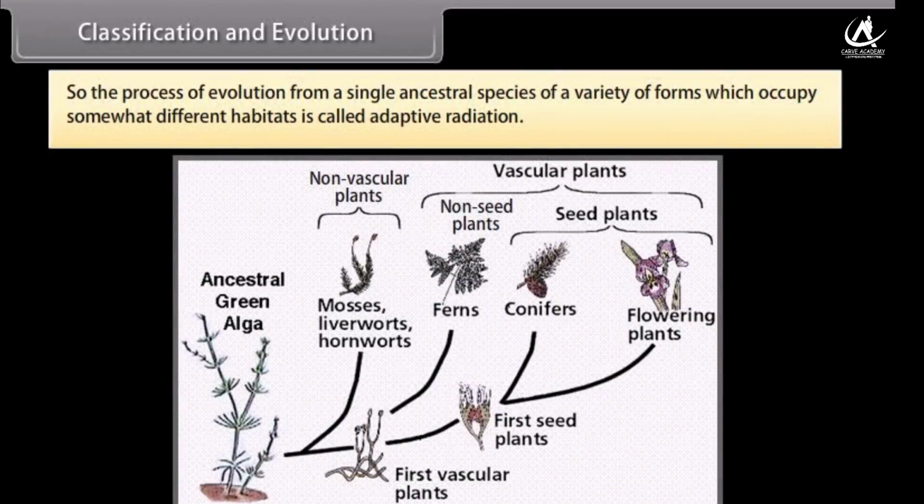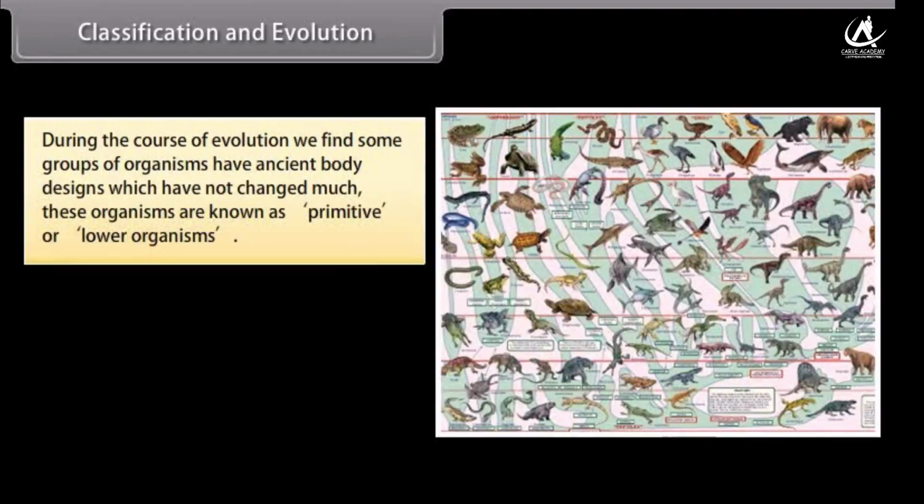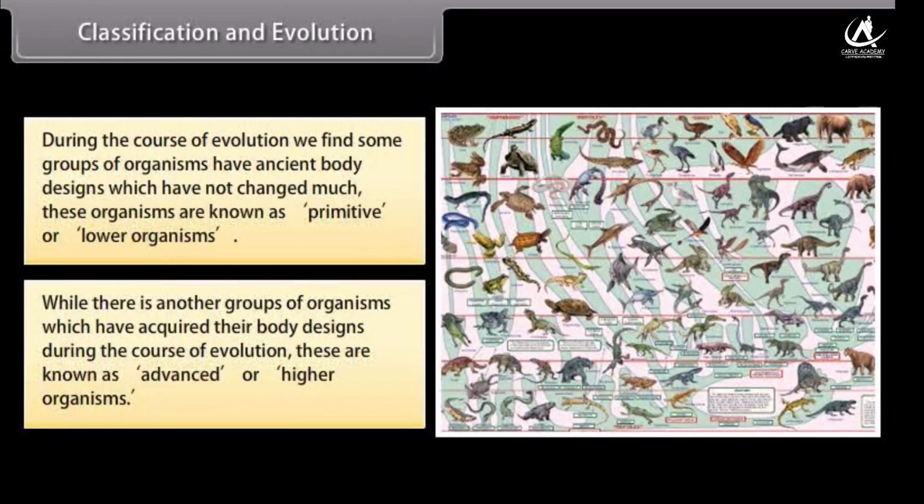So, the process of evolution from a single ancestral species of a variety of forms which occupy somewhat different habitats is called adaptive radiation. During the course of evolution, we find some groups of organisms have ancient body designs which have not changed much. These organisms are known as primitive or lower organisms. While there are other groups of organisms which have acquired their body designs during the course of evolution, these are known as advanced or higher organisms.